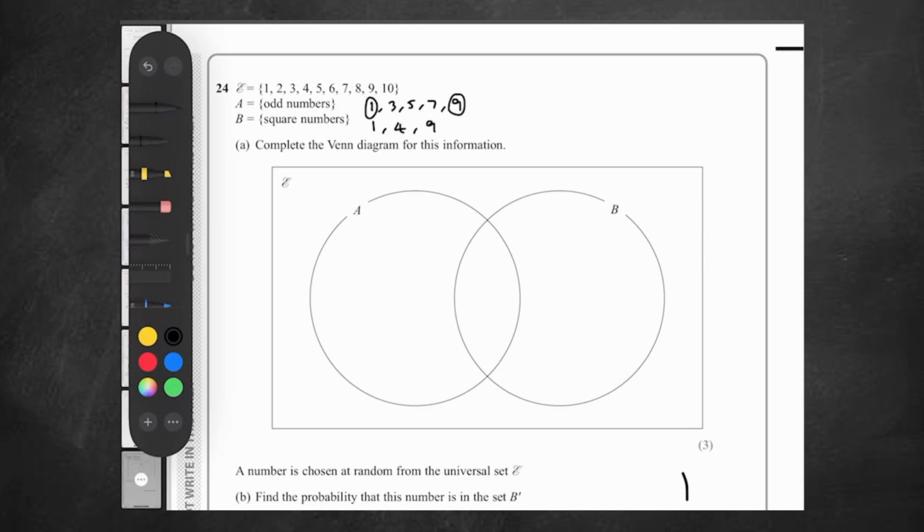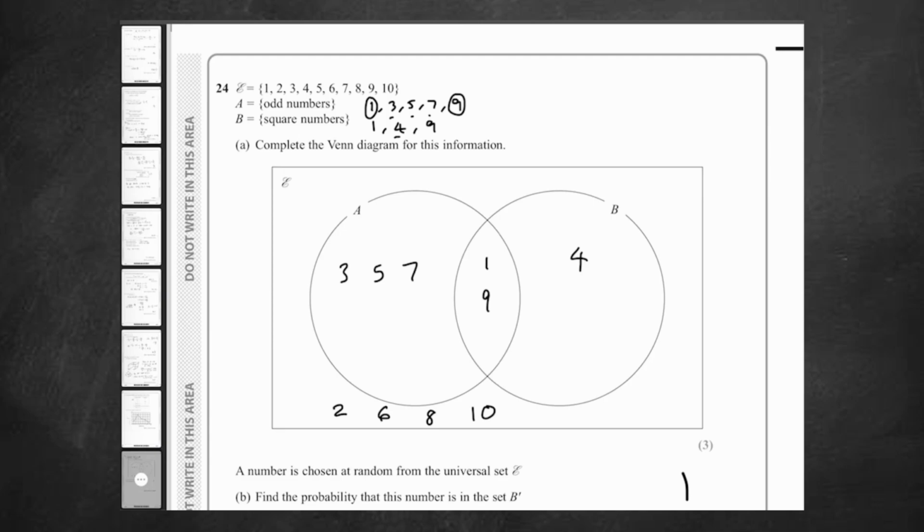So we know they're going to sit in the middle of our diagram. Then 3, 5, and 7 are going to sit in circle A. And 4 is going to sit in circle B. And then everything else will sit on the outside. So that will just be 2, 6, 8, and 10.